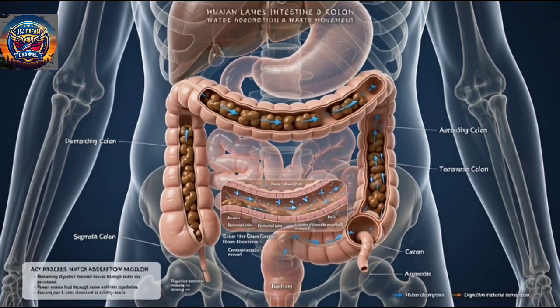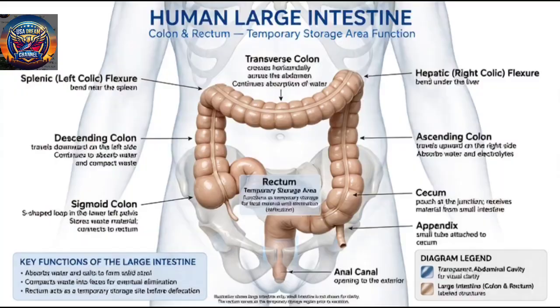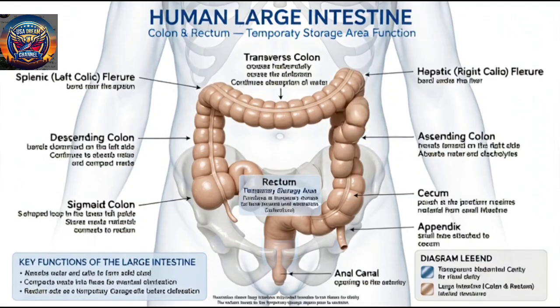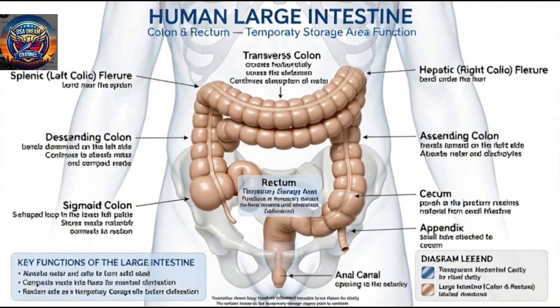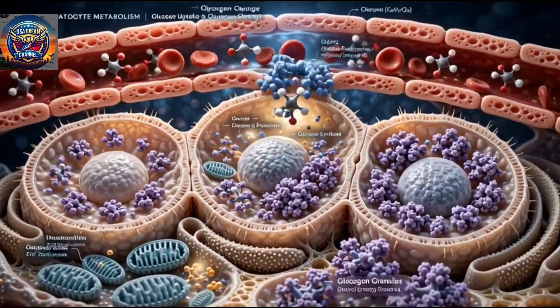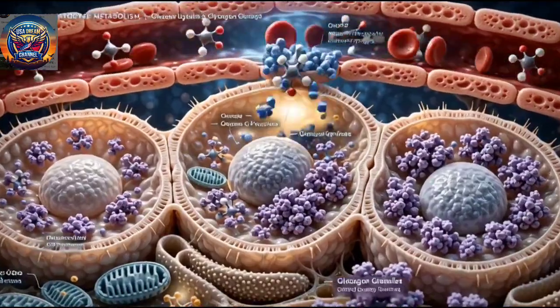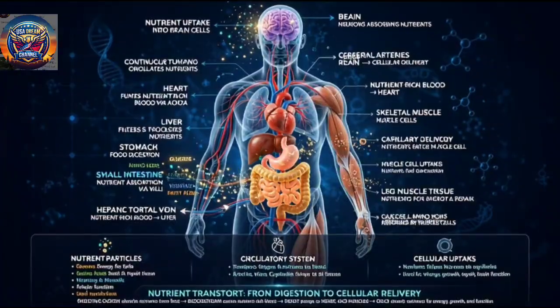absorb. The walls of the small intestine contain millions of tiny structures called villi. They absorb nutrients and transfer them into the bloodstream. Once absorbed, many nutrients enter the bloodstream and are transported to cells throughout the body.